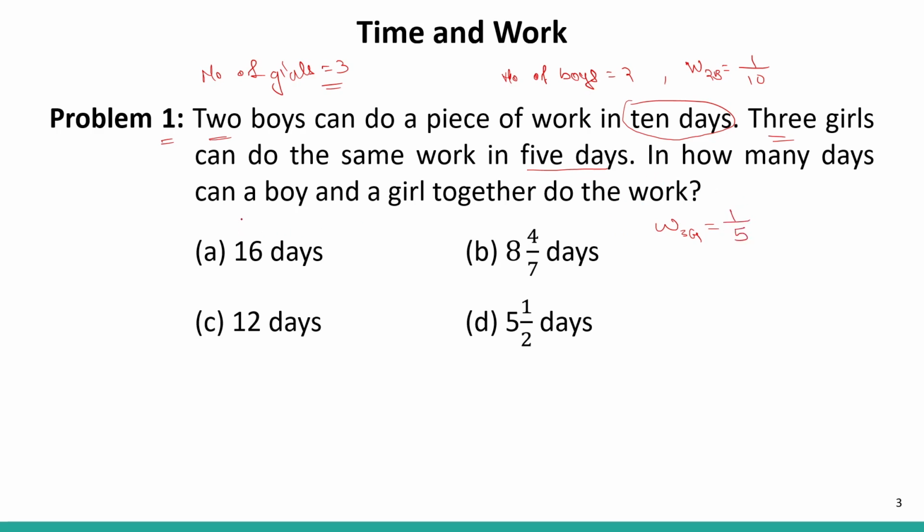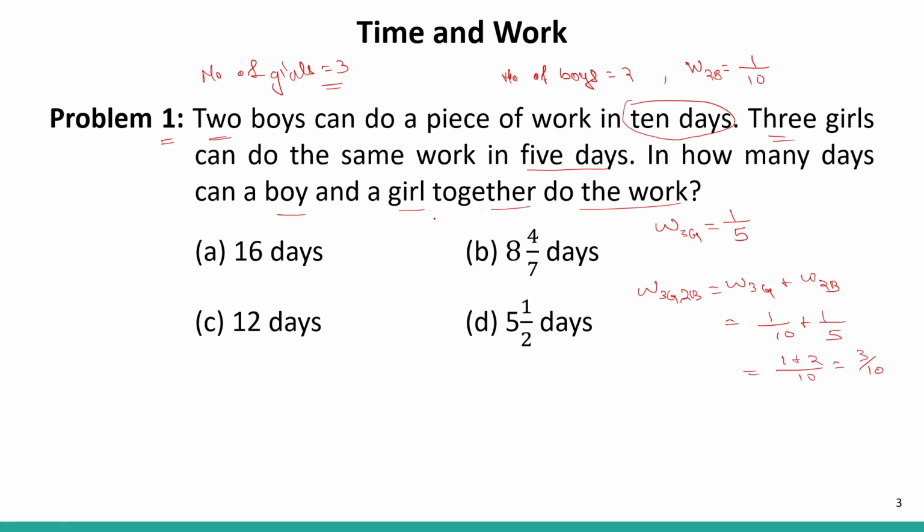In how many days can a boy and a girl together do the work? If we want to combine all the boys and all the girls together, then W2B plus 3G will be equal to W3G plus W2B, that is the combined work rate of boys, 1 by 10, plus the combined work rate of girls, 1 by 5. Adding these two fractions, the denominator will be 10 and the numerator will be 1 plus 2, that will be equal to 3 by 10. So this will be their combined work rate.